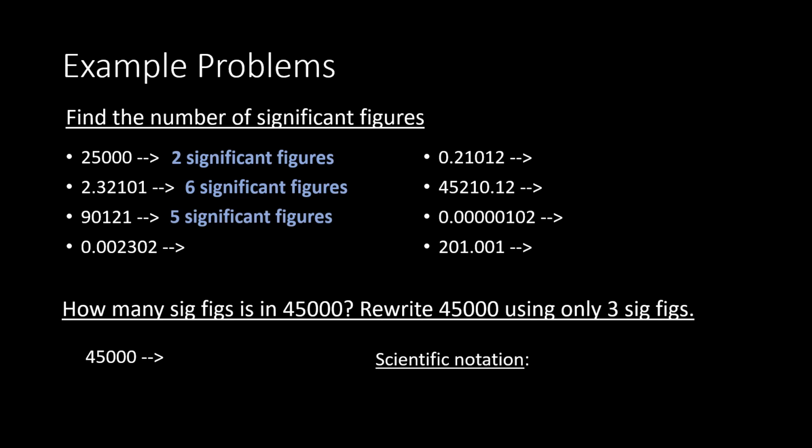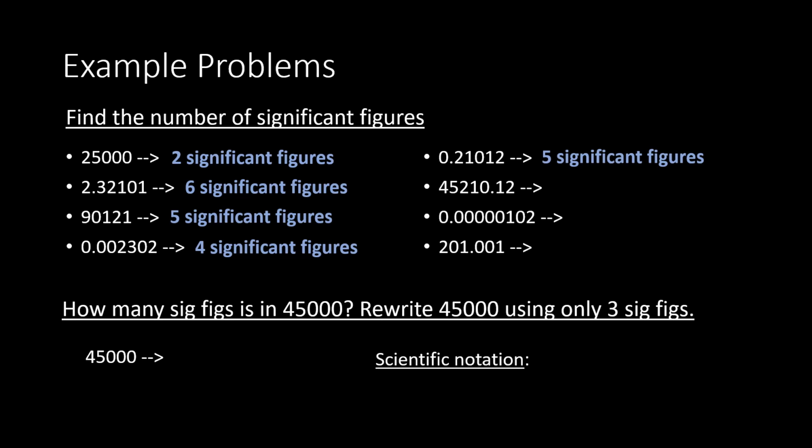The next number is 0.002302. This falls under our first, third, and fourth rule, so this number has 4 sig figs. The next number is 0.21012. This also falls under our first, third, and fourth rule, so this number will have 5 sig figs. The next number is 452.